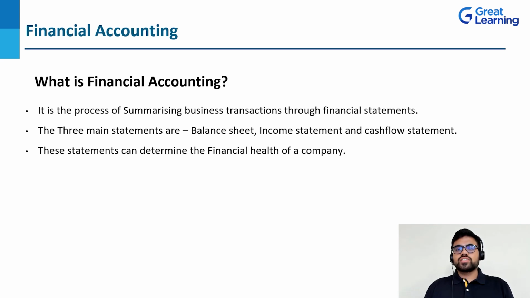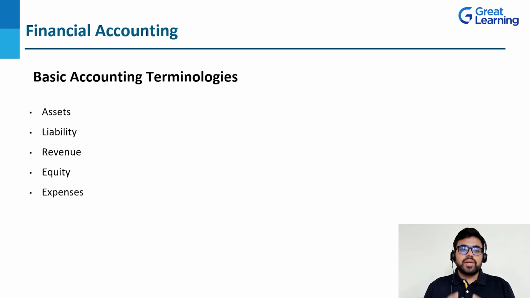Before talking about these financial statements in depth, let's talk about basic terms and terminologies that are used in the accounting world. There are mainly five types of accounting terminologies: asset, liability, revenue, equity, and expenses. So let's look at what is an asset.